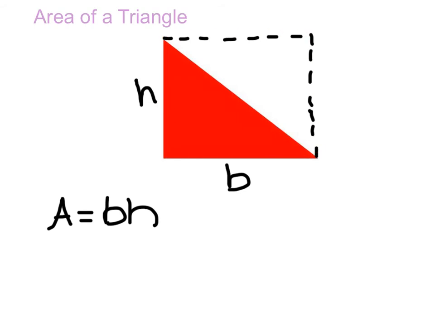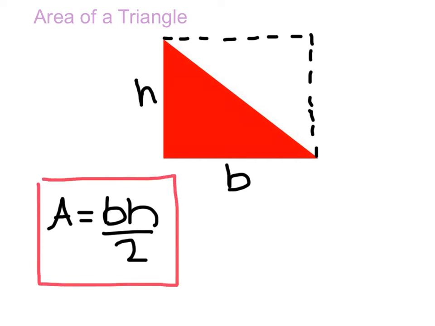But based on what we just did, we know that if we just divide this by 2, we would get the area of this triangle right here. Okay, so this is the formula for the area of any triangle.